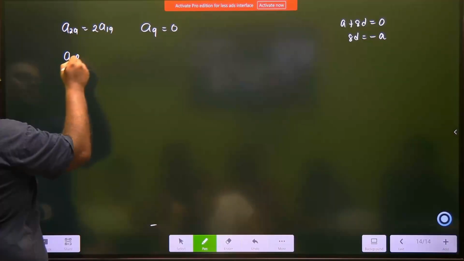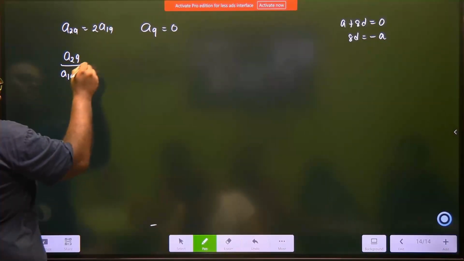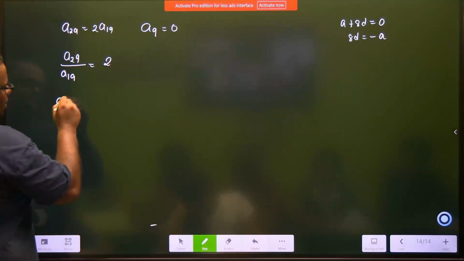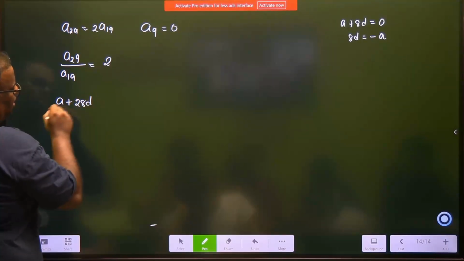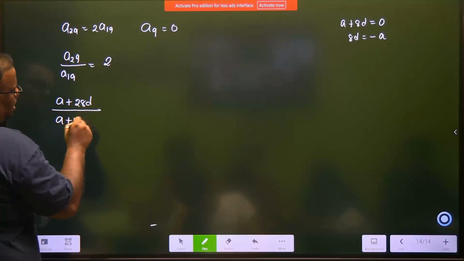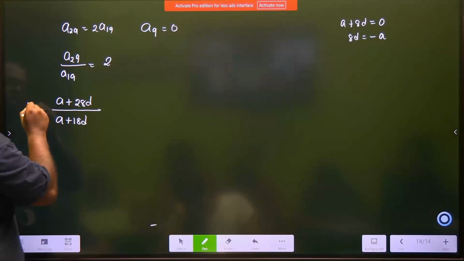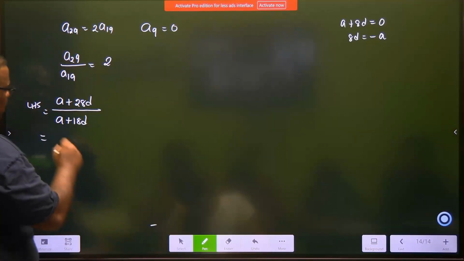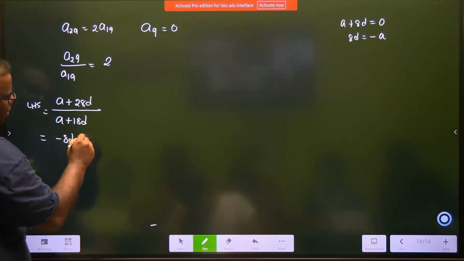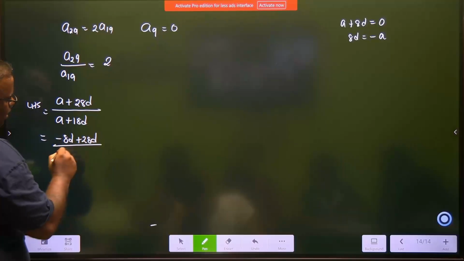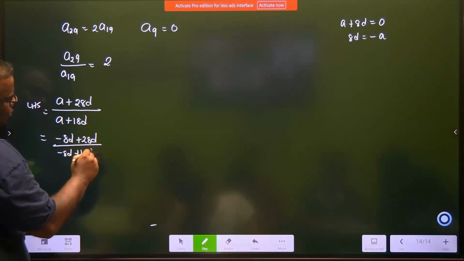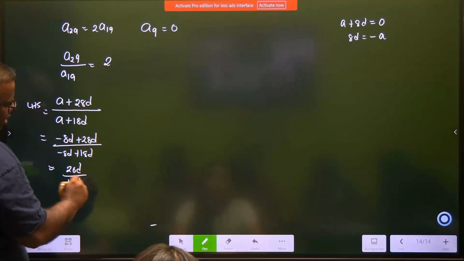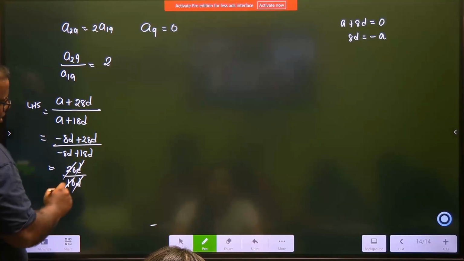See, A29 divided by A19. This ratio has to be shown as 2. A29 कितना है बोलो? A plus 28D. A19 क्या है? A plus 18D. ये LHS कर रहे हैं. We are doing LHS. A का वैल्यू बोलो वहां से. A is what? Negative 8D. Negative 8D plus 28D divided by negative 8D plus 18D. ये कितना हो गया? 20D divided by 10D. D ने D को काटा, 10 ने D को काटा.